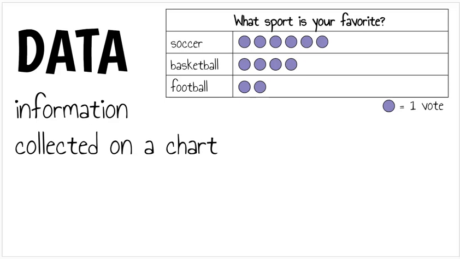Speaking of data, data is information collected on a chart. So what sport is your favorite? We found out that 6 people said soccer. So that would be our data. Data is information collected on a chart.